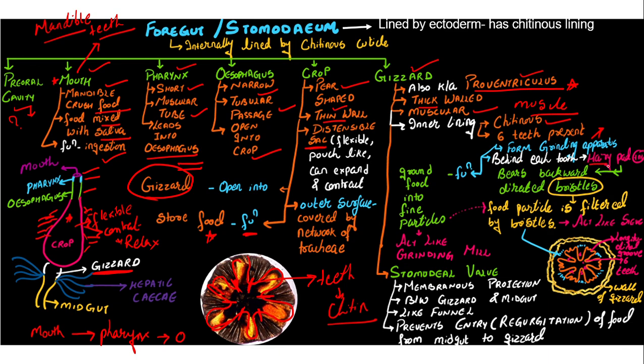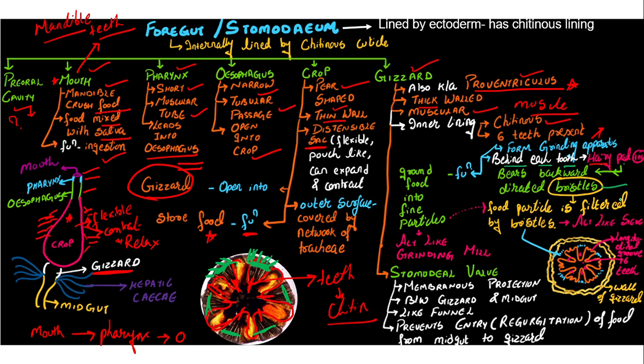Behind each tooth, what is present? A hairy pad is present. Let me draw it with another color. Here, behind each tooth there is a hairy pad which consists of bristles. This kind of structure is present behind every tooth. Behind each tooth, you have a hairy pad which bears bristles in a backward direction.